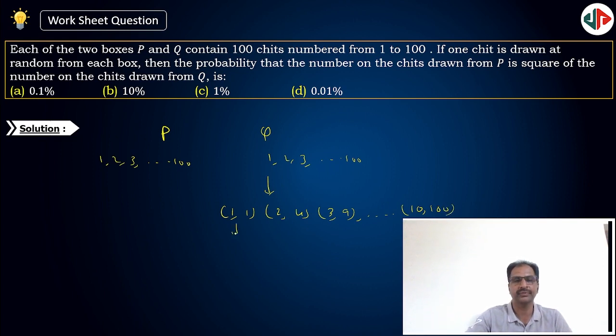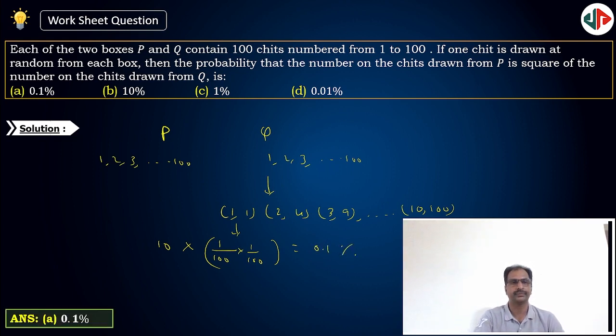So what is the probability of selecting 1 and 1? 1 by 100 into 1 by 100. Like that, how many cases you get? 10. So 10 into 1 by 100 into 1 by 100 is the required probability, which is 0.1%. Option A.